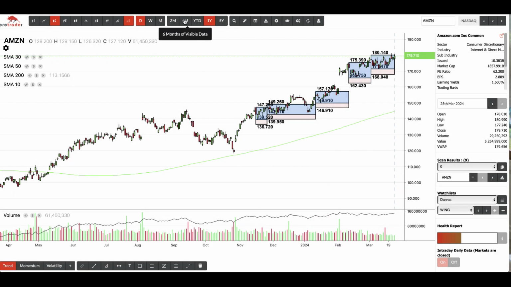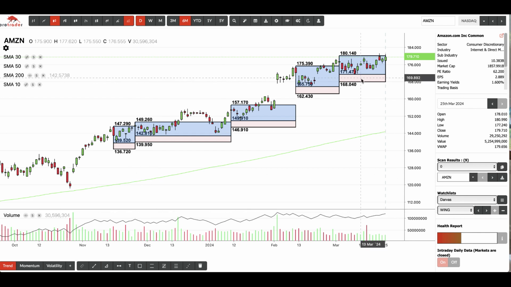For those who have never seen a Darvas box before, here's Amazon. The first box here was formed because this stock made a 100-day high, and then it didn't go above that high for 3 consecutive days. It formed a low on this day, and it didn't go below that low for 3 consecutive days. And that is a Darvas box.